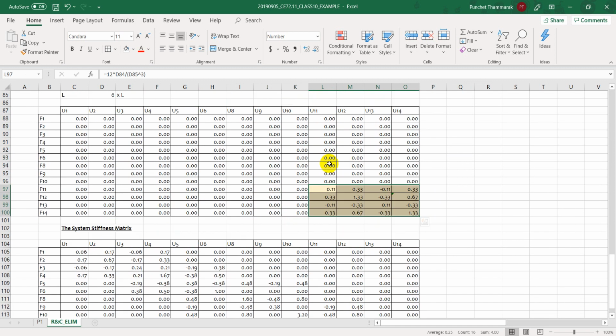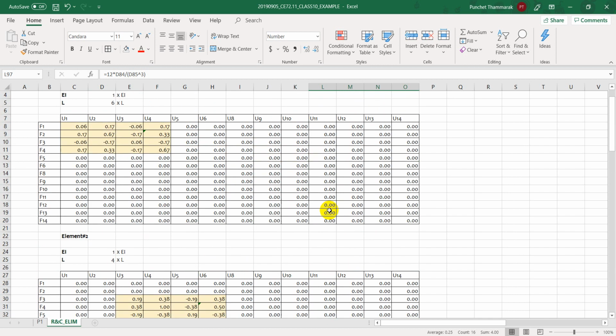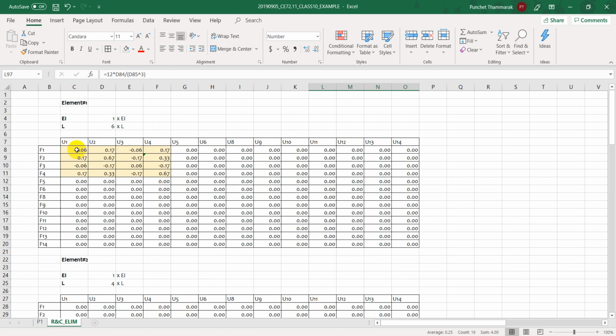But the thing is that you need to bring like U11 and then you add it up here, right? This makes minimal use of the brain already. I think if you want to do it in Excel. But if you want to do it the other way around, you go from the very first one, you take this, go to U1 F1, okay. Take this and then bring it into the system stiffness matrix.